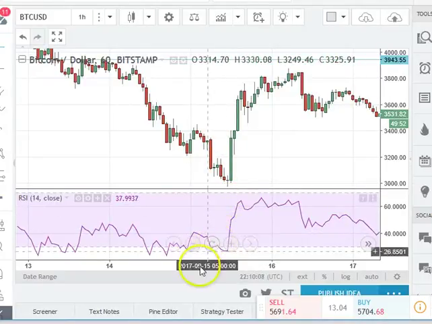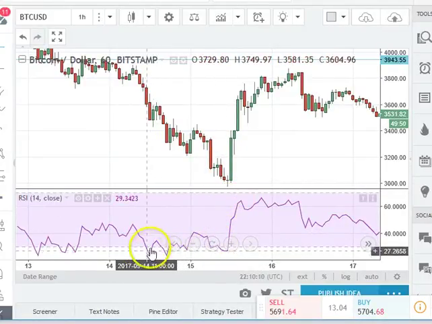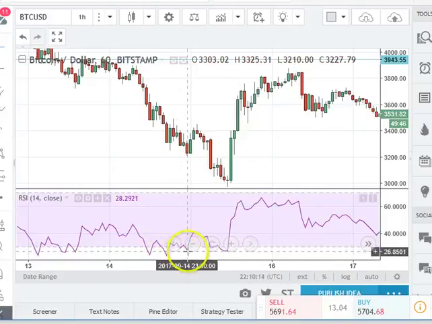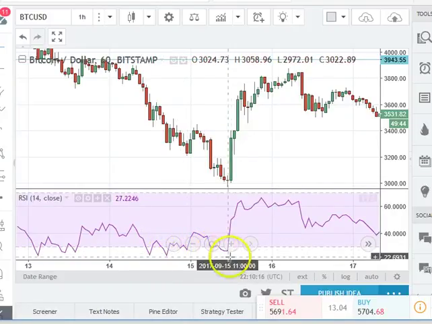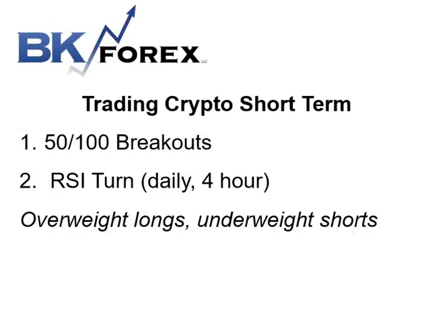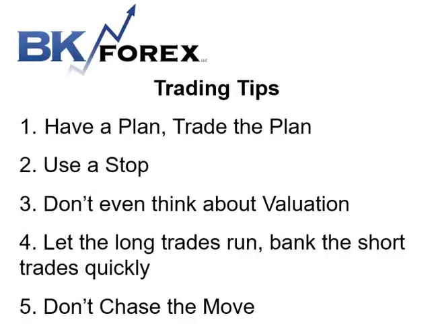So here's some crazy jagged price action, so we can see how we perform here. Here we probably would have been stopped out. You do have some more false signals on the hourly chart than you would on a 4-hour chart or a daily chart. So that's how you could trade cryptocurrencies on a short-term basis.